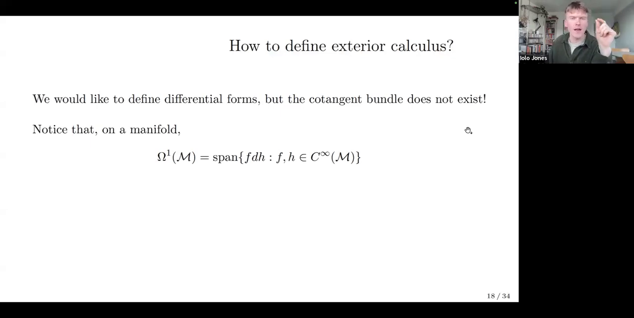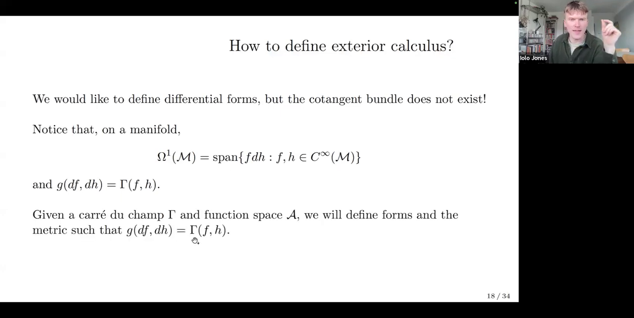An arbitrary one form you can write as linear combinations of terms like this, like pairs f and h that become f dh one forms. And if you take the span of them, that gives you all of the one forms. And then the second thing is that we have this formula for the metric. We know how to write the inner product of one forms in terms of gamma.